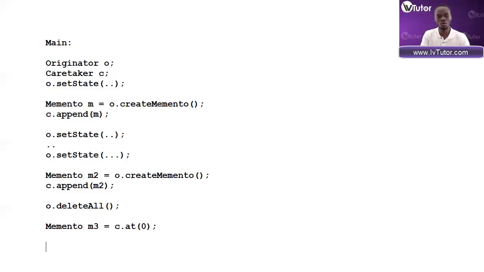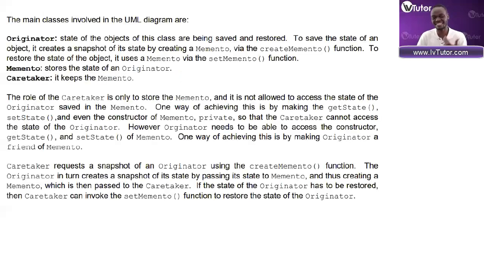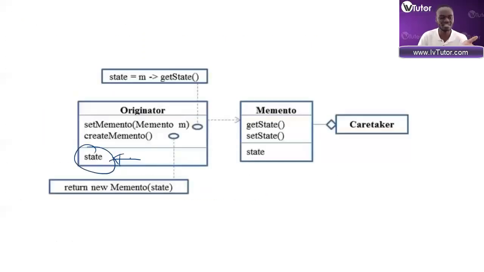And to restore, you go back to your originator, then you call the set memento function, which is the equivalent of your restore function. In other words, it will look like this. So here I've used the original functions as they exist inside your originator, which is your set memento and your create memento, right? But let's add some context to this.